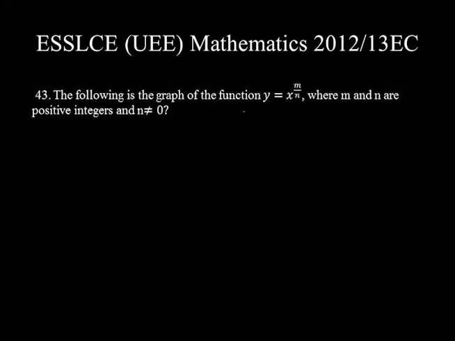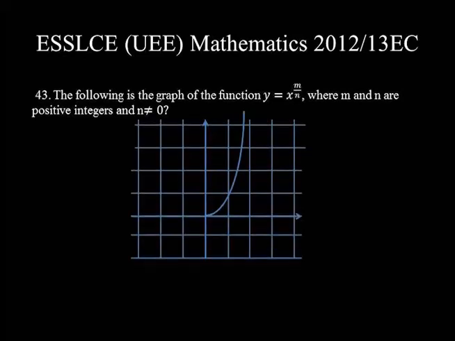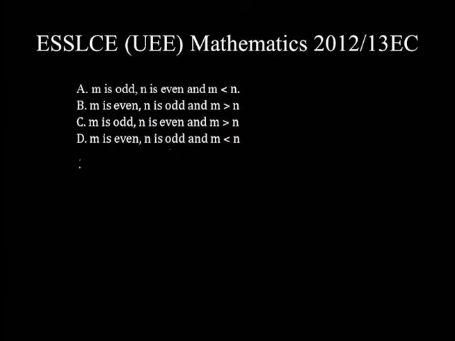Question number 43. The following is a graph of a function y is equal to x to the power of m over n, where m and n are positive integers and n is different from 0. This is the graph. Which of the following is true about m and n? Y is equal to x to the power of m over n can be rewritten as y is equal to x to the power of 1 over n, the whole power of m, which is equal to the nth root of x to the power of m.